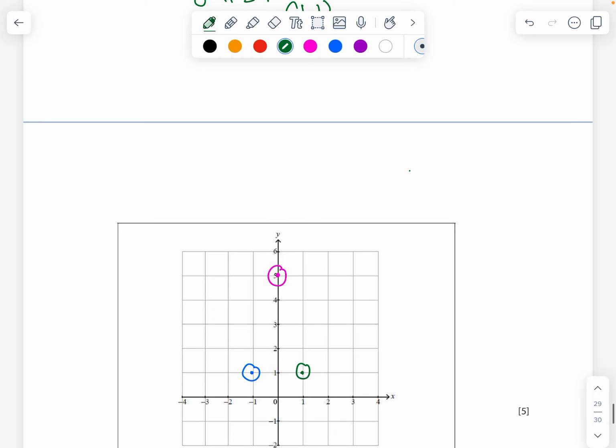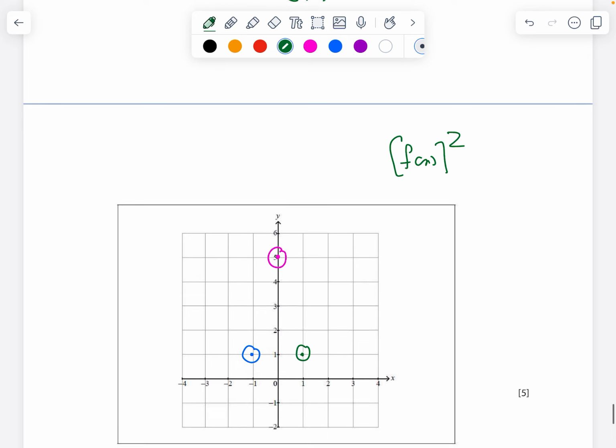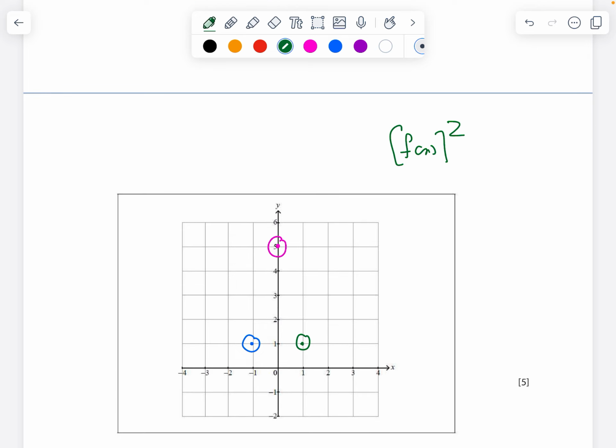Because I want f of x whole square, it means everything is positive. So the graph becomes upwards. So what am I going to draw there? It goes up to here and then turns. How it turns also we will learn. It goes up to here and turns because it is f of x square plus 1. Now what is happening is the plus 1.